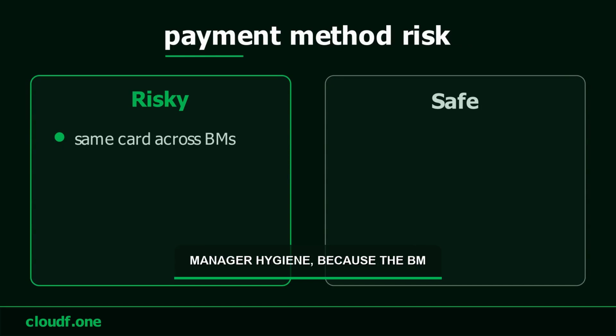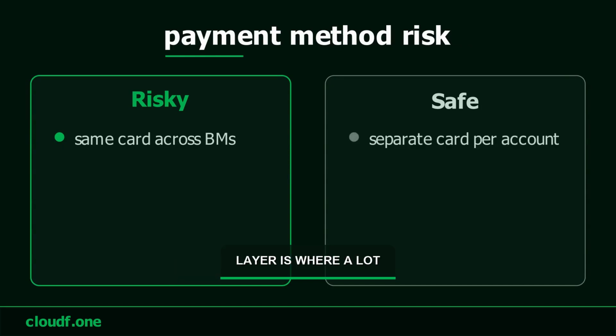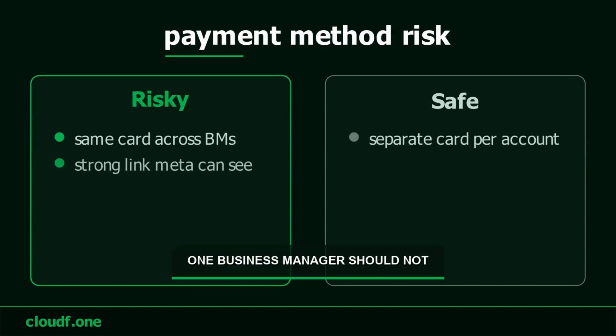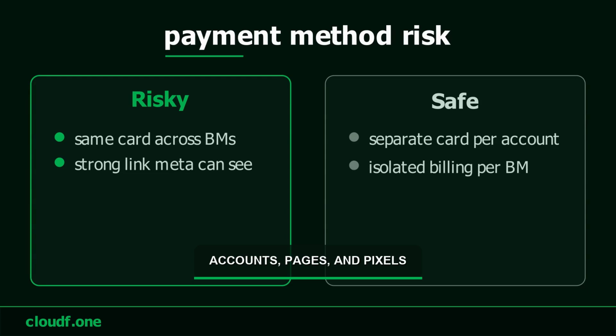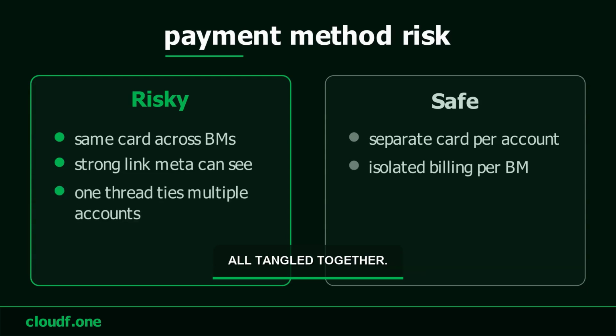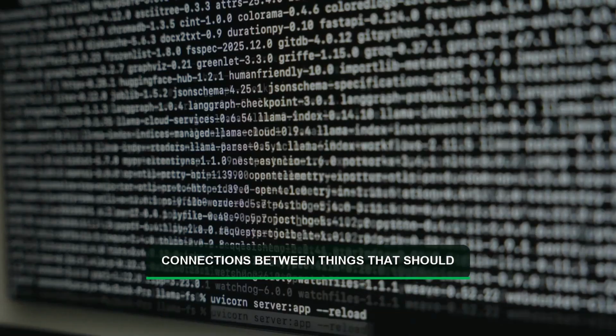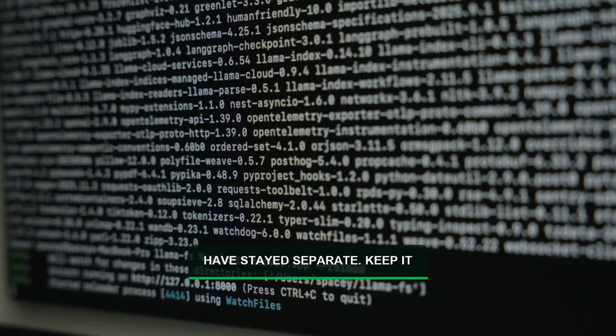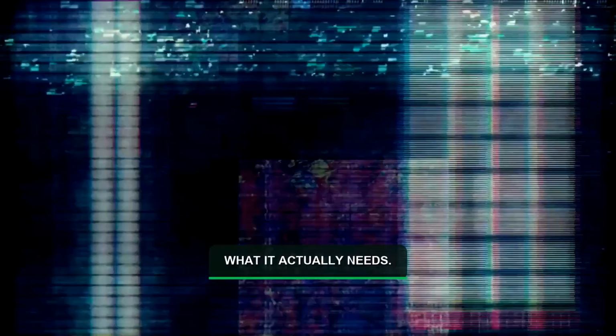Let me talk about business manager hygiene, because the BM layer is where a lot of links hide. One business manager should not own a sprawl of unrelated accounts, pages, and pixels all tangled together. When you share assets, add people, and assign partners sloppily, you create connections between things that should have stayed separate. Keep it clean. Scope each business manager to what it actually needs.